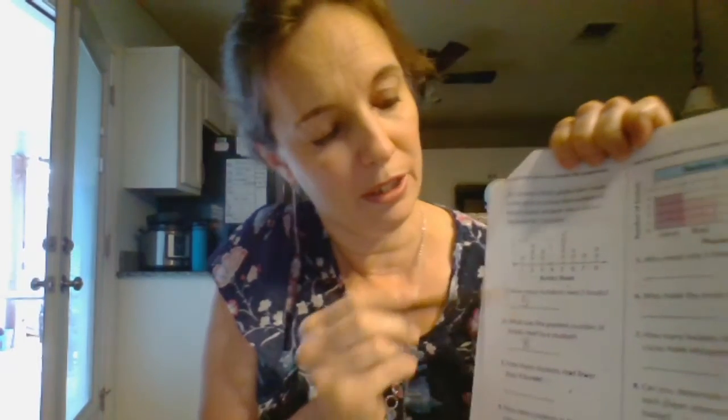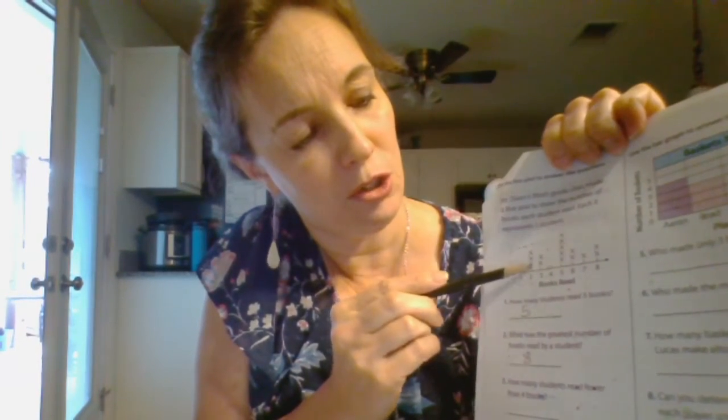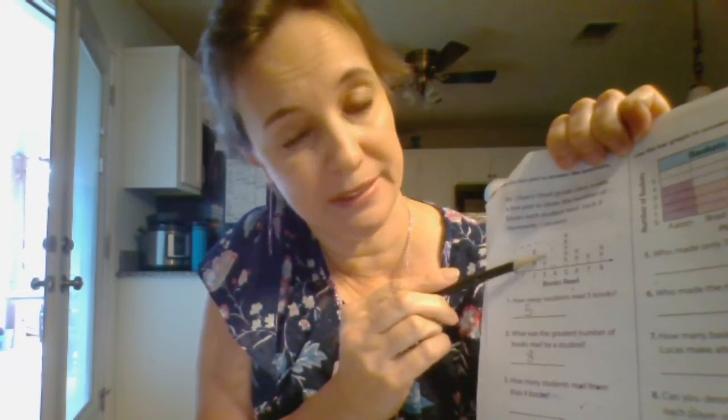Okay? So there's 1, 2, 3, 4, 5, 6. All right, it says how many students read fewer than 4 books? That would be 6.